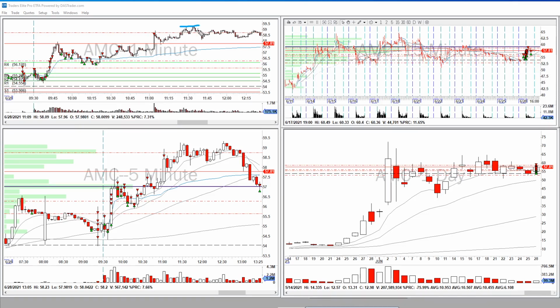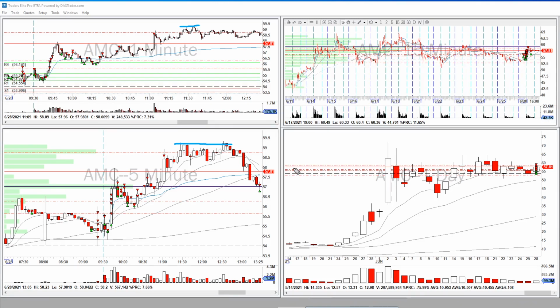We got up to our 59.30. And as we make this final break out of the high of day, out of this ABCD structure and this consolidation area on the first move in the morning, we have hit value, which means that AMC is back at fair prices that the market has deemed over time.